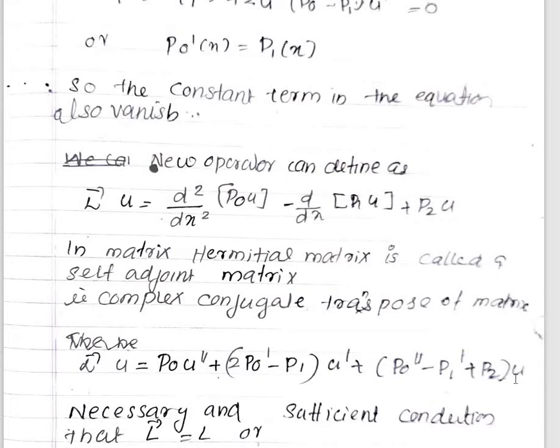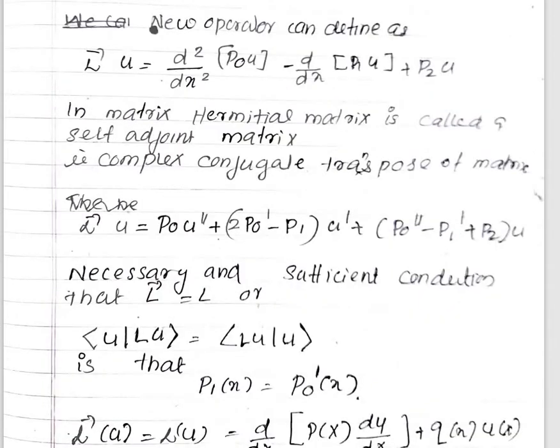Okay, a necessary and sufficient condition for a second order linear differential equation to be a self-adjoint equation is that L bar of u should be equal to L of u.